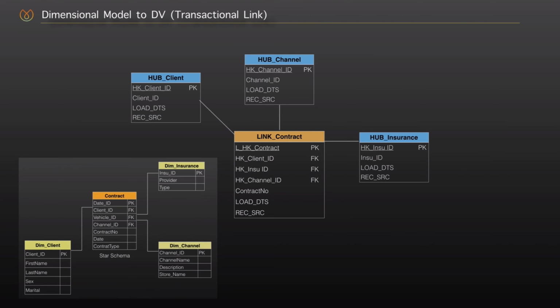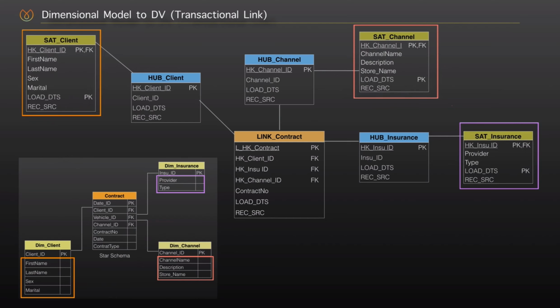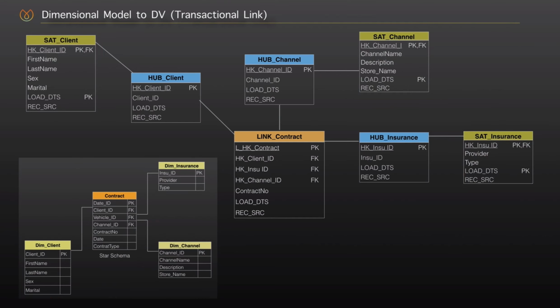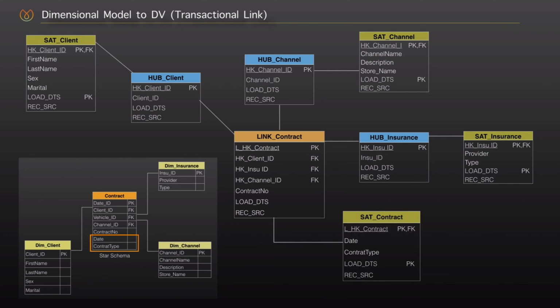Then as another step, we will identify descriptive attributes and satellites for the client, insurance and the channel and connect them to relevant hubs. Then we need another satellite for descriptions of a contract like contract date and contract type, and after creation of it, we will hang this table to the link table.